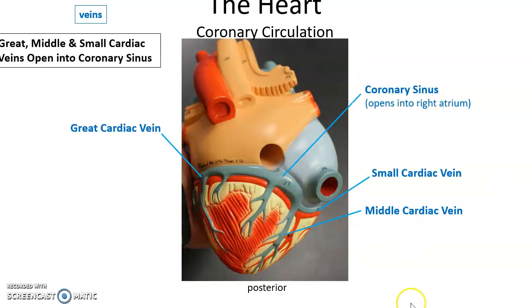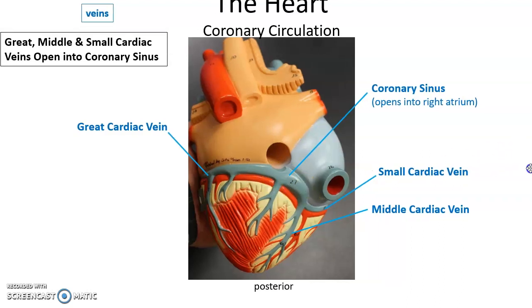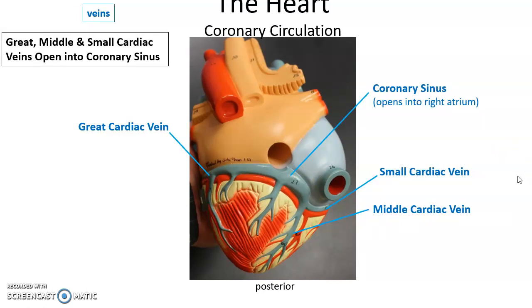Here again is that posterior view. So here's part of the small cardiac vein, here's part of the great cardiac vein, and then down here is the middle cardiac vein. All three of these cardiac veins then empty into the coronary sinus. So this vessel here is the coronary sinus, and that is a type of vein, and it empties into the right atrium so that all the blood that was traveling through from the heart will end up back in the right atrium.